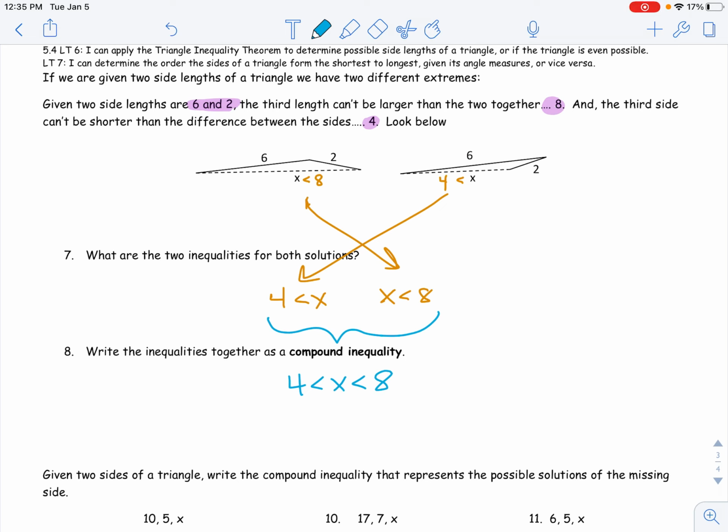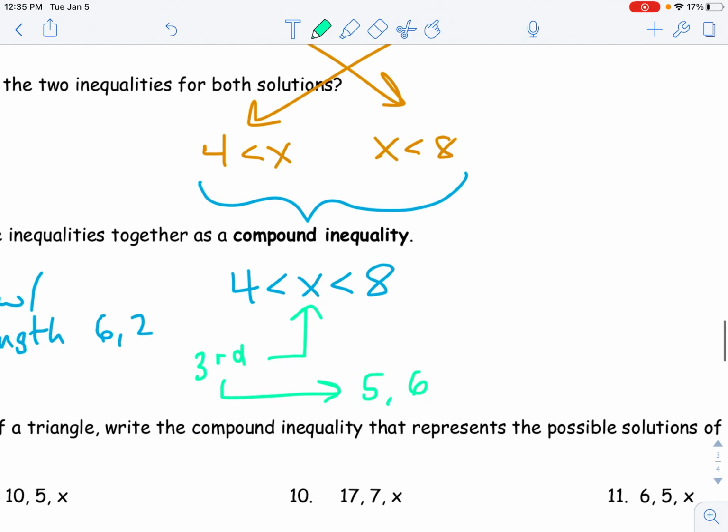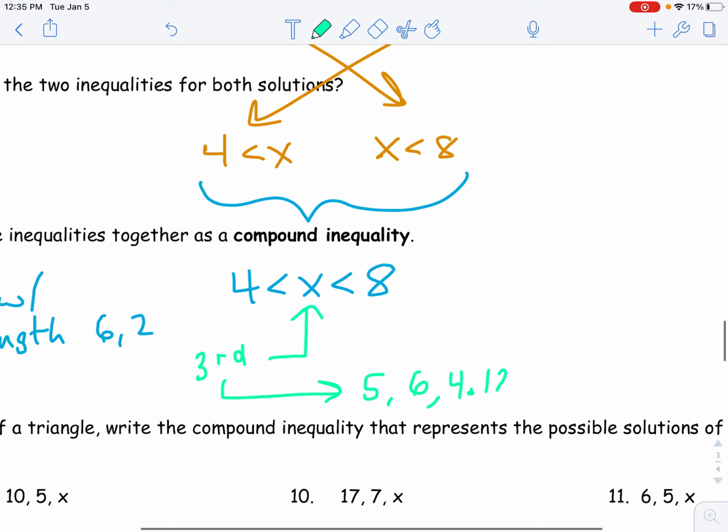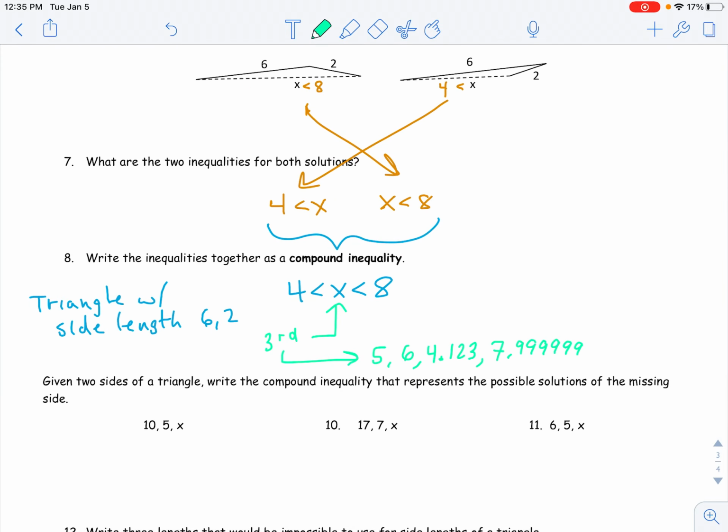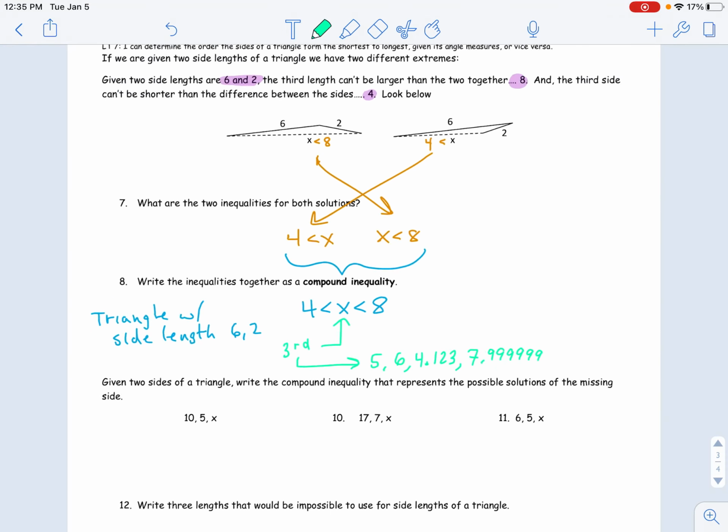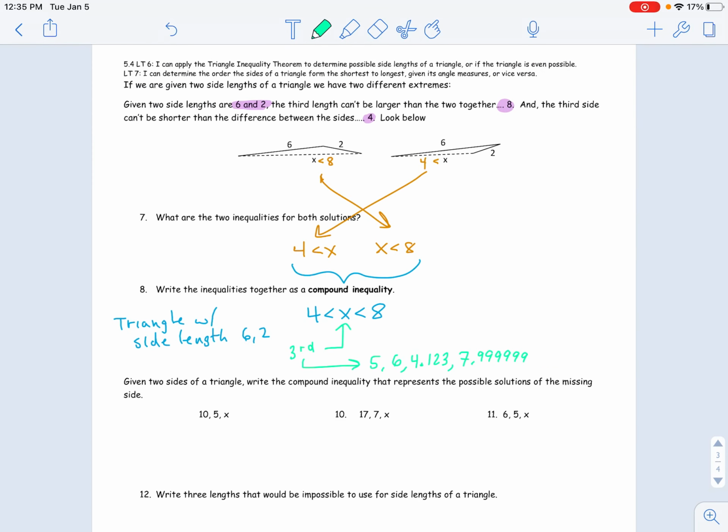So basically this is saying if we know we have some triangle with side lengths 6 and 2, that means the third side has to be bigger than 4 and less than 8. That means the third side could be 5, it could be 6, it could be 4.123, it could be 7.999999999. It could be any of those numbers, all right? There's an infinite amount of choices. It just has to be between 4 and 8. And that's the compound triangle inequality.